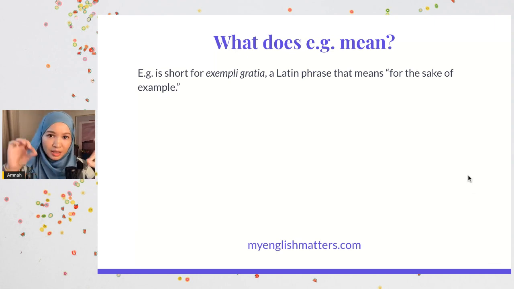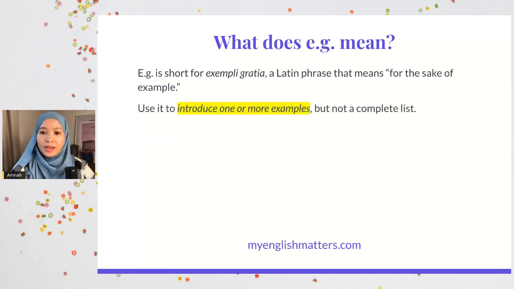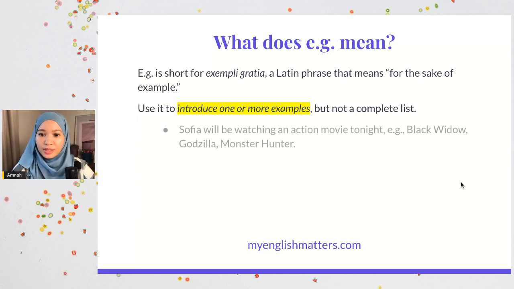So i.e., specific, you're narrowing it down. E.g. is example. So you are actually opening up the sentence to different examples. Use it to introduce one or more examples, but not a complete list. So when you're using it in a sentence, you are giving one or more examples, but you're not listing the whole thing. I'll show you some examples here.